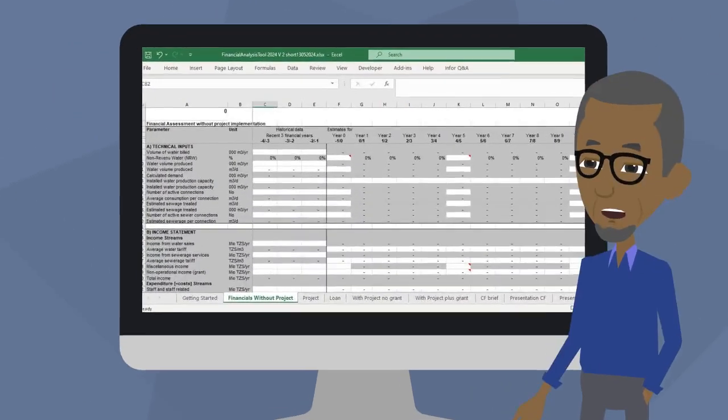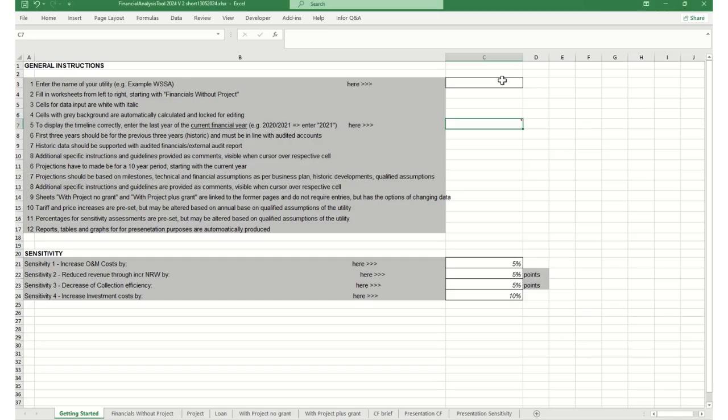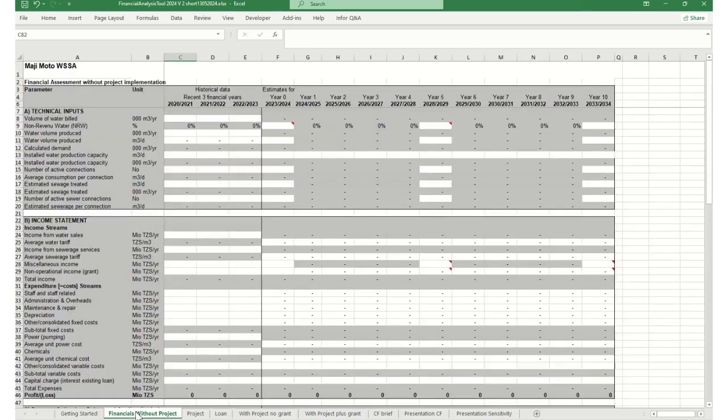To start our data entry, we should open the cash flow modeling tool and fill in the utility name and the current financial year. Remember to fill in the second half of the financial year. If you are in the financial year of 2023-2024, fill in 2024 as the current financial year. Then, we look at the sheet called Financials Without Project.